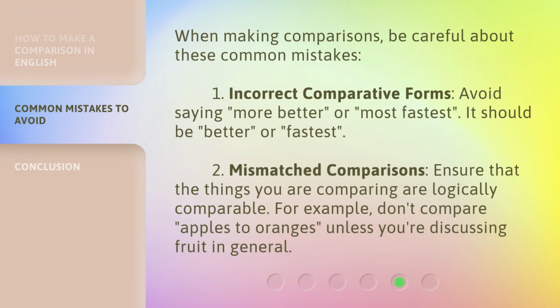When making comparisons, be careful about these common mistakes. 1. Incorrect comparative forms. Avoid saying "more better" or "most fastest." It should be "better" or "fastest." 2. Mismatched comparisons. Ensure that the things you are comparing are logically comparable. For example, don't compare apples to oranges, unless you're discussing fruit in general.